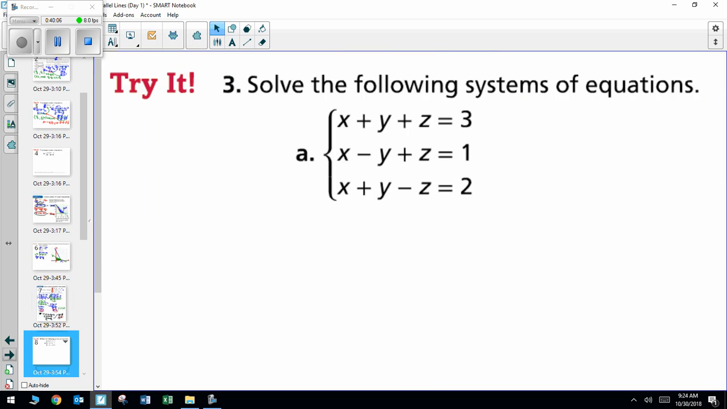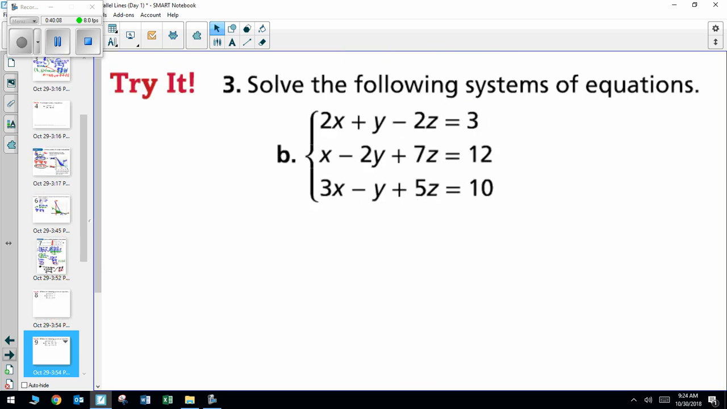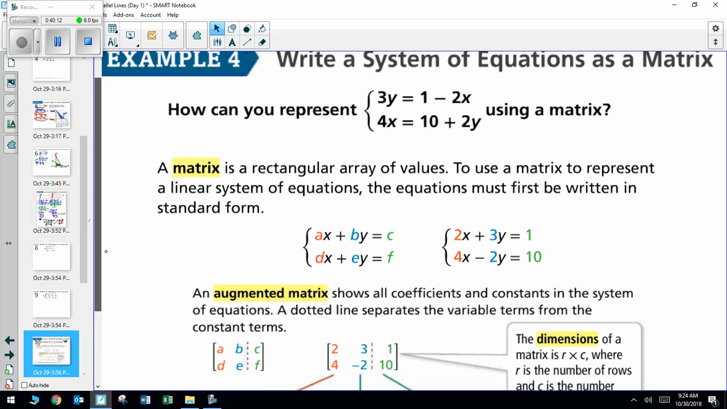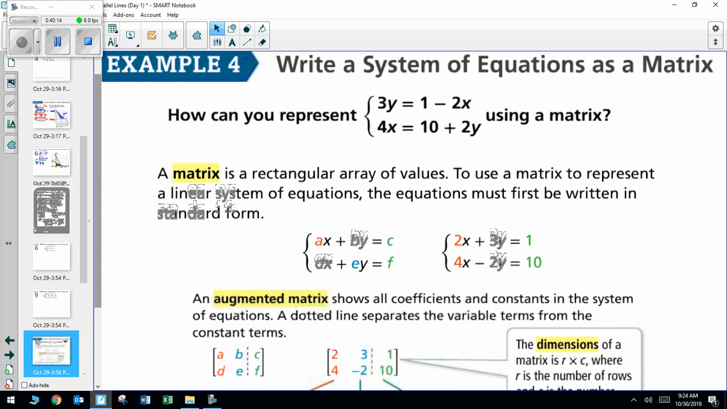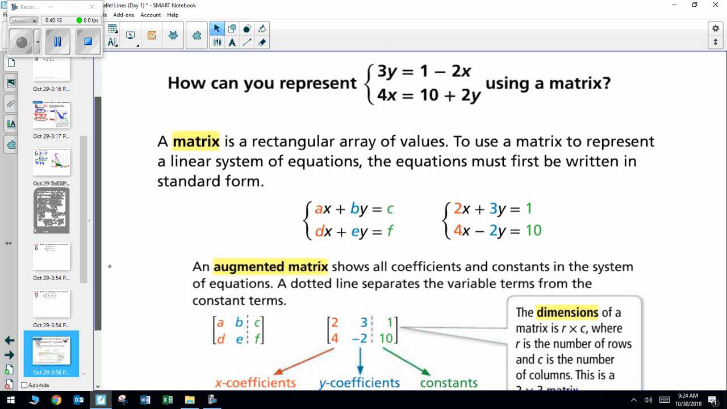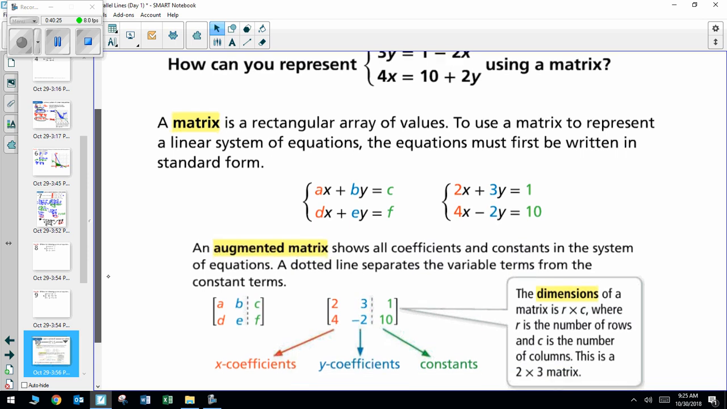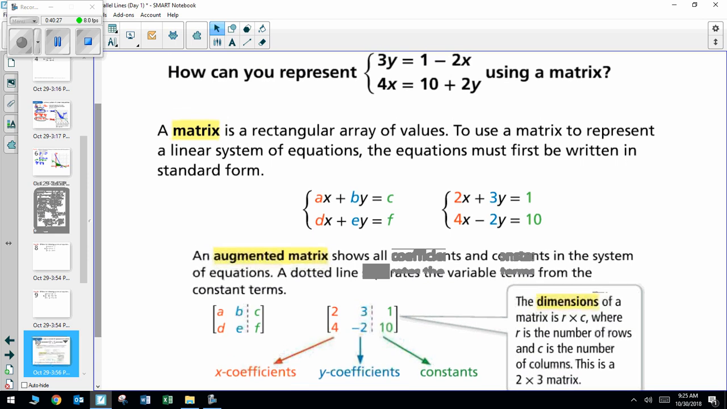And this very last section is on writing a system as a matrix. So in the next section, we're going to learn how to use calculators to solve those systems of equations. And the calculators use what's called matrix operations to solve them. So a matrix is just an array of numbers where the numbers represent the coefficients of your variables.